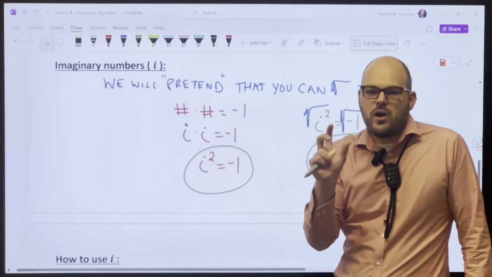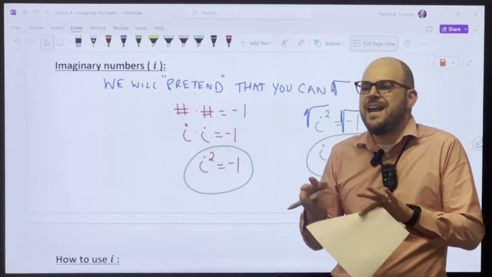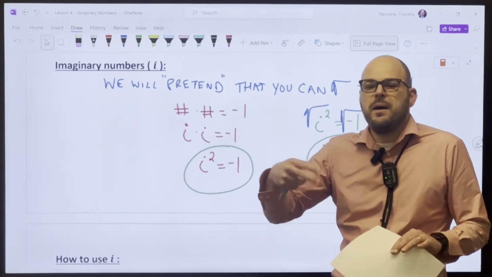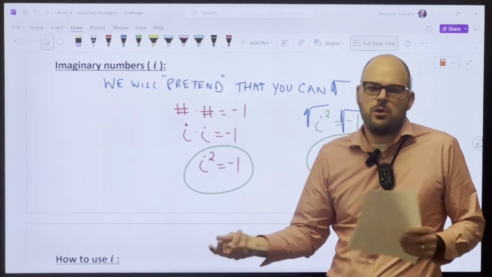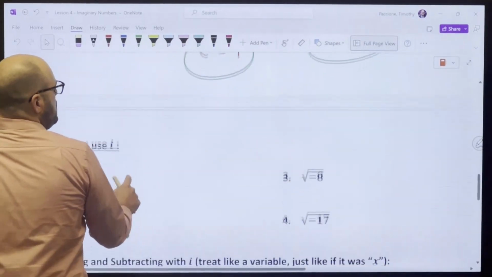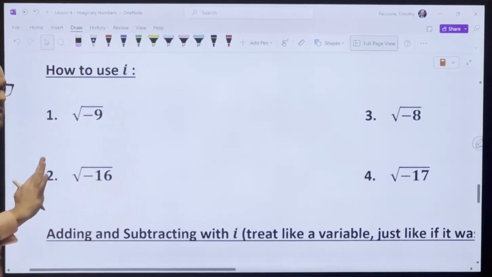Now, today all we're going to do is practice using them a little bit, and not even in a quadratic situation. That'll come up, right? But we want to get used to using i. So that's all we're going to do today: get used to using i and learn about the rules. Here's an example of how to use i at its very basic form.